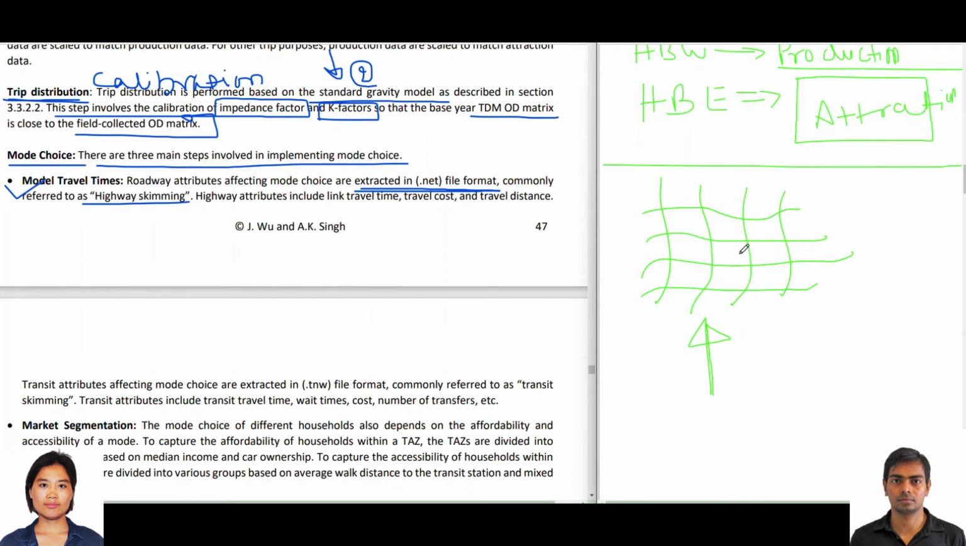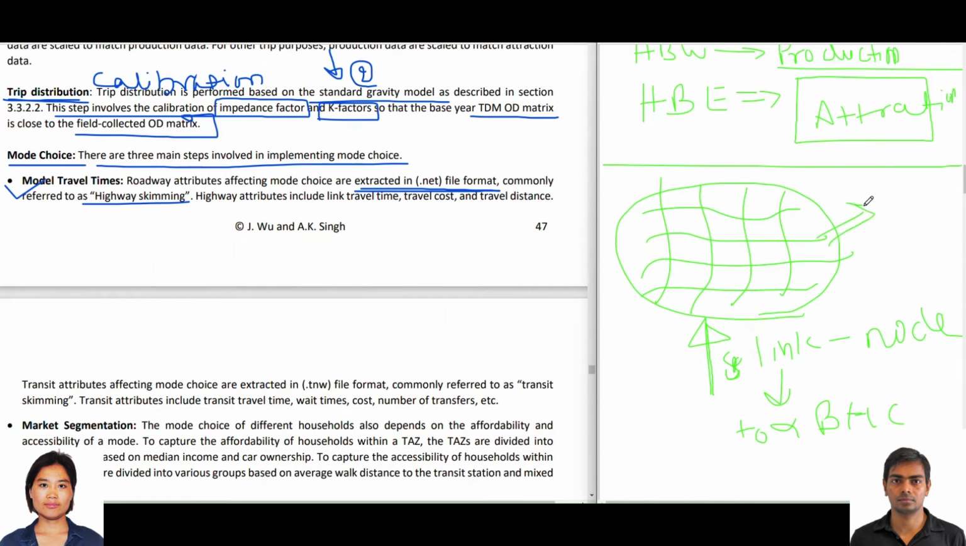In highway skimming, we are taking this roadway network. First, the first thing that we take out is the link node structure. Then for each link, we take out the attributes, let's say free flow travel time, which is T naught, alpha, beta, current travel time, roadway capacity, anything that influences the travel time. We extract this information out of TransCAD, and this process is called highway skimming.